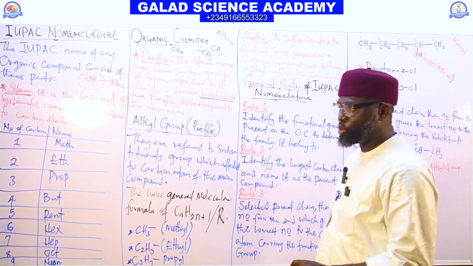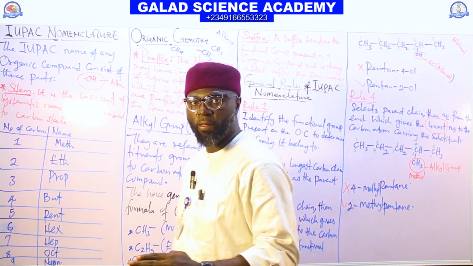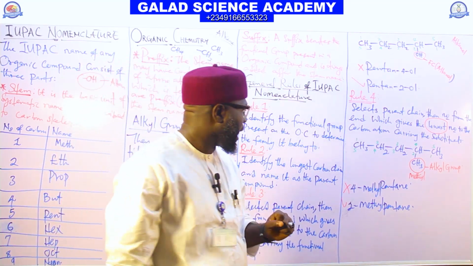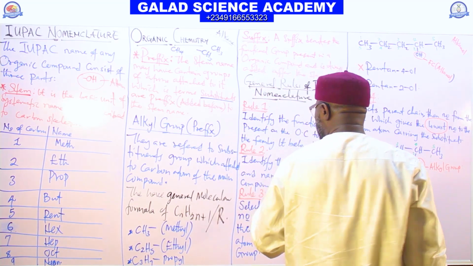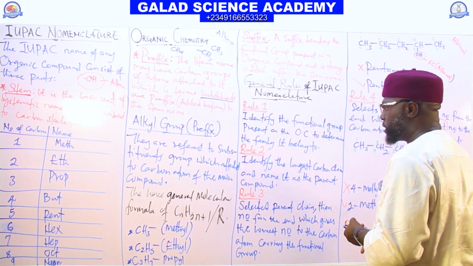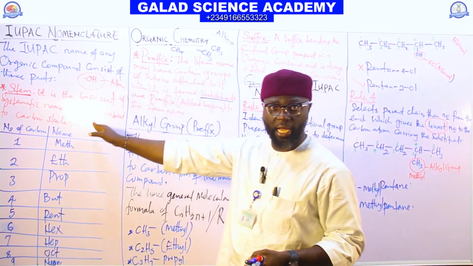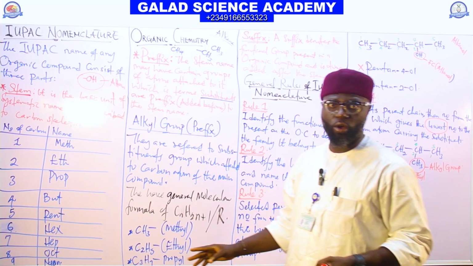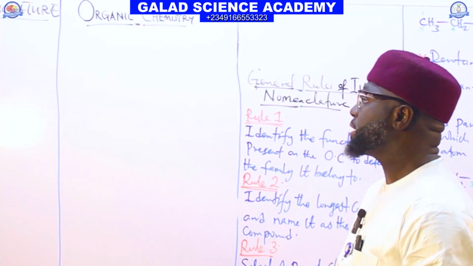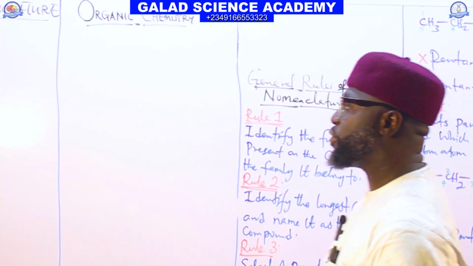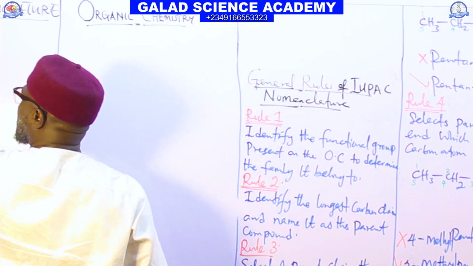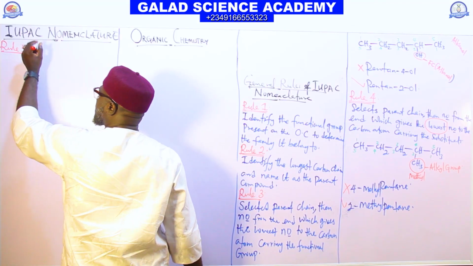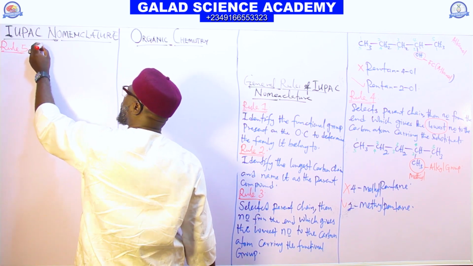So the next thing is rule 5. I said that I'm going to do 7 rules. Permit me to rub this side and this side. I will leave this rule to solve questions. So the next rule now is rule 5.